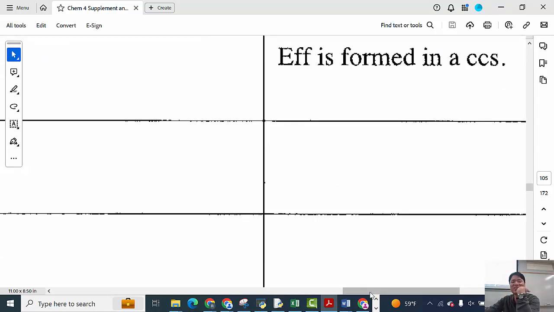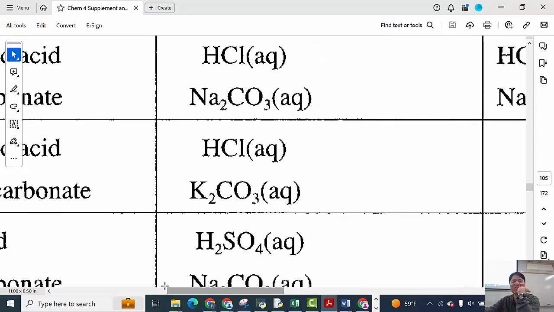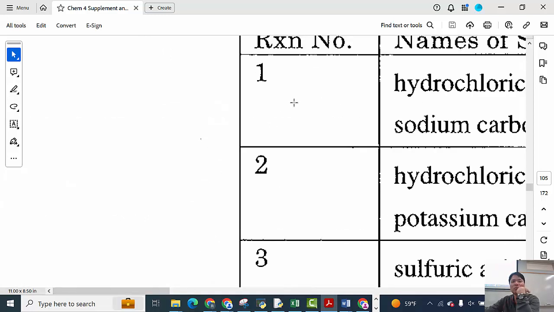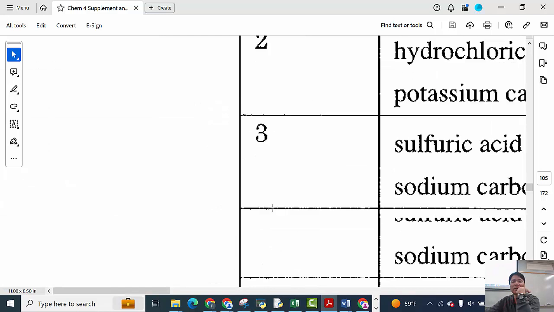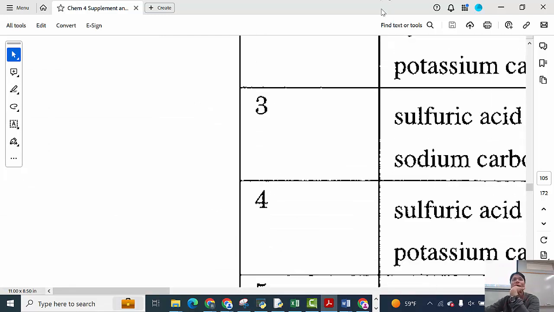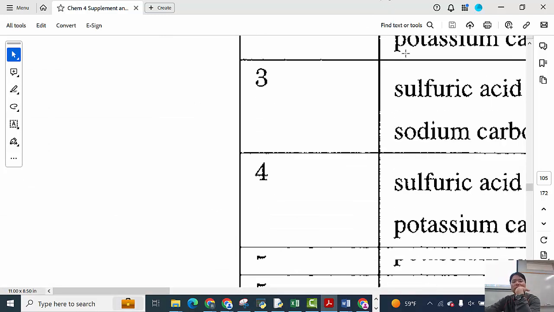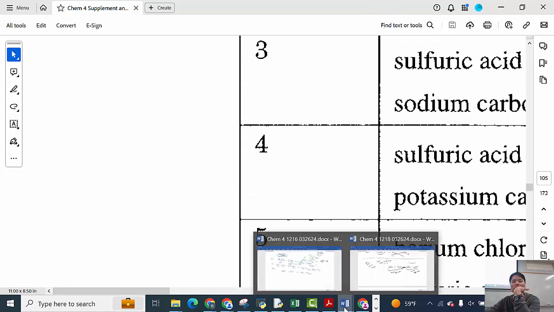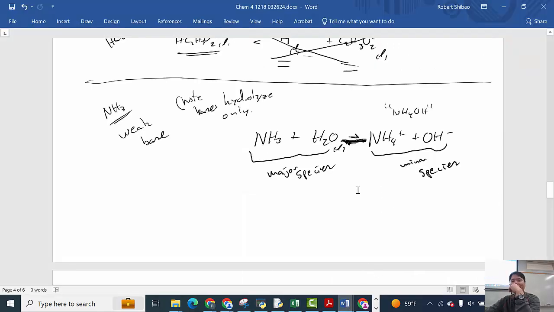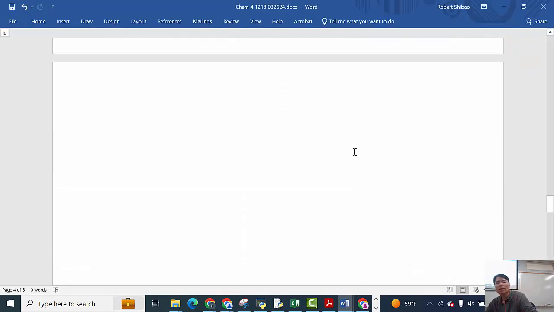What I want you to do is start off with 1. We're going to do 1, 3, 5. We'll just do the odds. 1, 3, 5. And what we're going to do is try to predict what's going to happen.